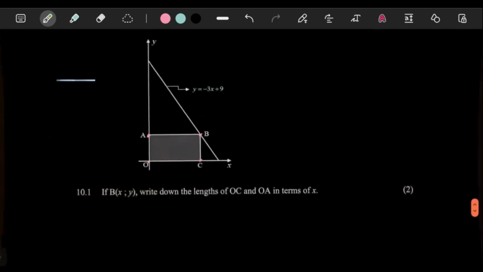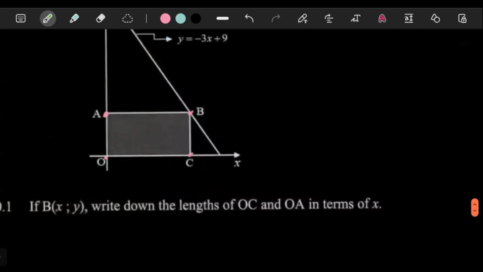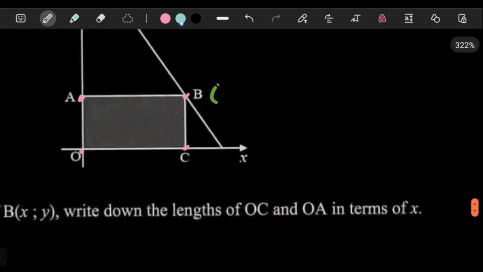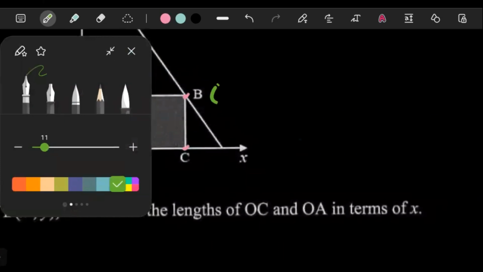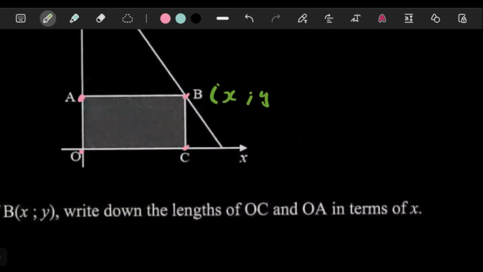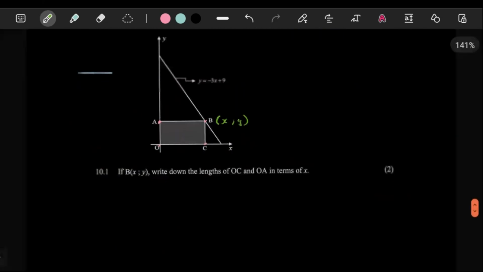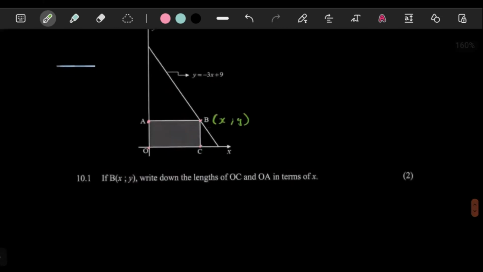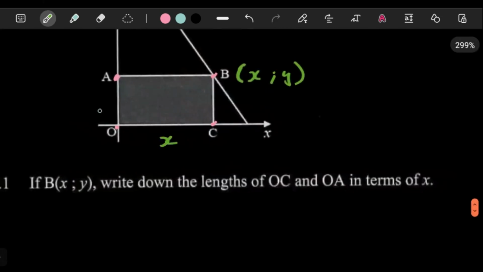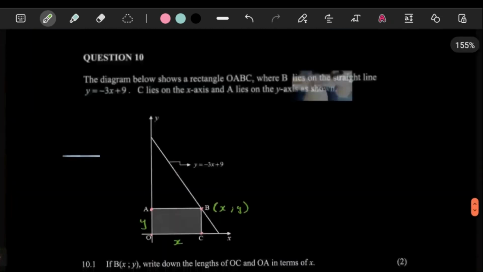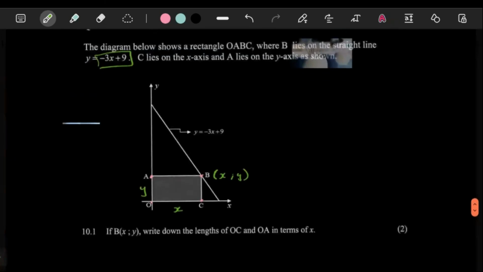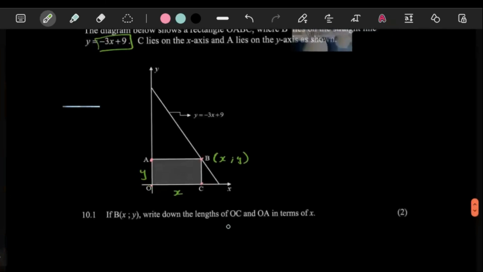And then it says here, if B is a coordinate, so B is obviously a point on the straight line. That's all they're trying to say here. They're trying to emphasize the fact that B is a point on the straight line. So if B is this, write down the length of OC and OA in terms of x. So OC, the distance is x, and then OA, the distance is y. However, we know that y is equivalent to this, you see. So write down the length of OC.